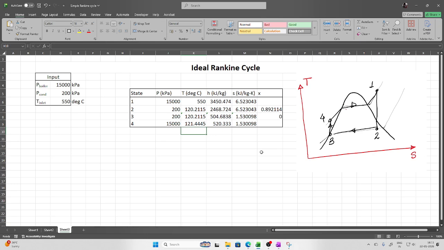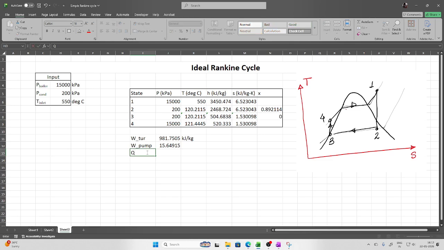Now let us say I want to evaluate the turbine work. What is the turbine work? Turbine work is nothing but the enthalpy difference between point number 1 and 2. So it is H1 minus H2. This will give me the turbine work in kilojoule per kilogram. Then comes the pump work. Pump work is H4 minus H3. So this is my pump work.